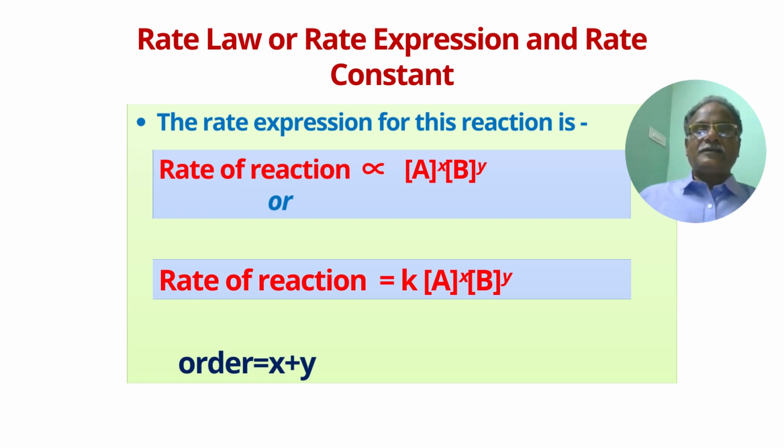From this rate expression, we can obtain order of reaction. Here order of reaction is equal to the sum of the exponents present in the rate expression. Here in the given rate expression, the exponents are x and y. So order of that particular reaction is equal to x plus y. If you assume that x is equal to 1, y is equal to 1, then order of reaction is equal to 2.